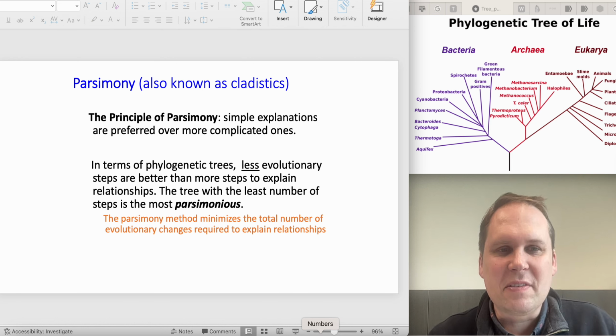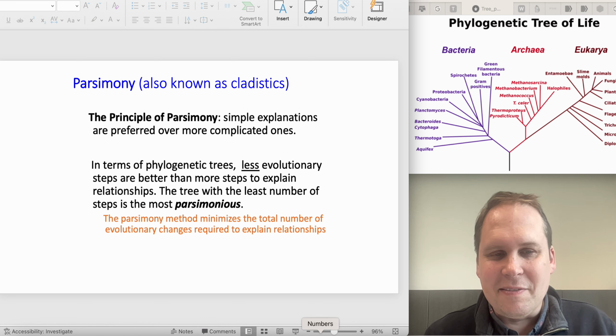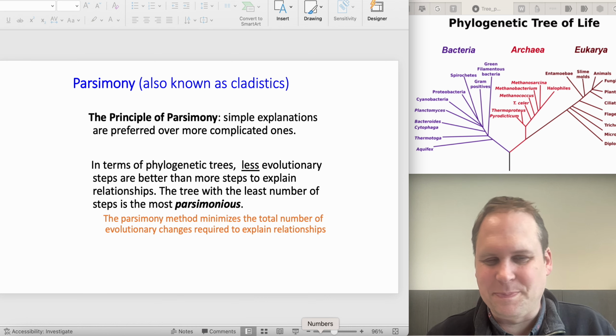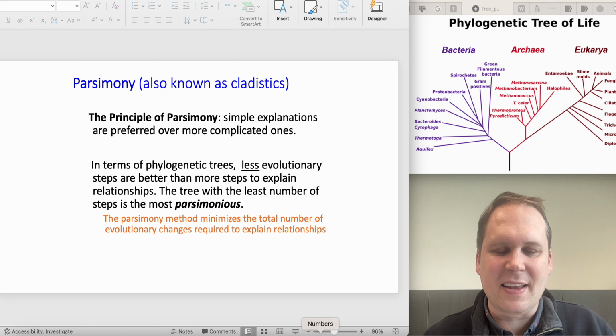So let's get into the principles of tree building and phylogeny in general, because these are interesting. The main principle is going to be our principle of parsimony. Parsimony, for those that don't know, means basically cheapness. Yeah, the least number of evolutionary steps. It's like an Occam's razor kind of thing.